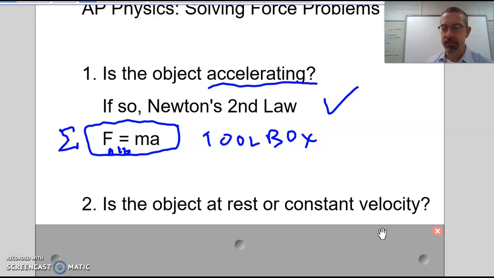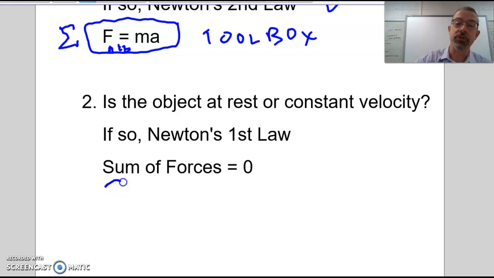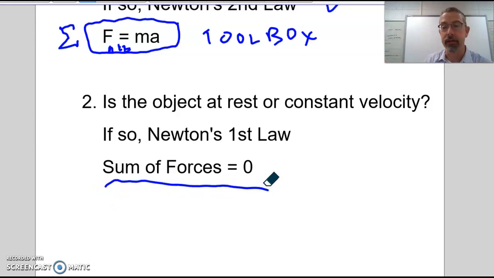But what if the object is at rest or at constant velocity? Well, if that's the case, then Newton's first law applies, and what you've got to do is make sure that when you add up everything, the sum of forces equals 0. If I've got a book lying on a table, the force of the table on the book must equal the force of the book on the table. Otherwise, that book would shoot up into the sky or shoot down into the ground.